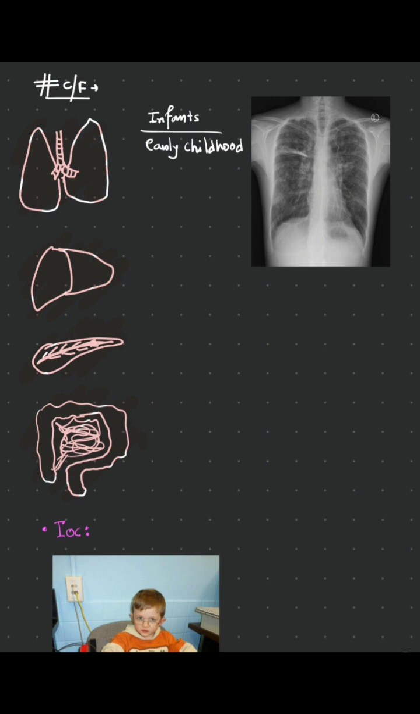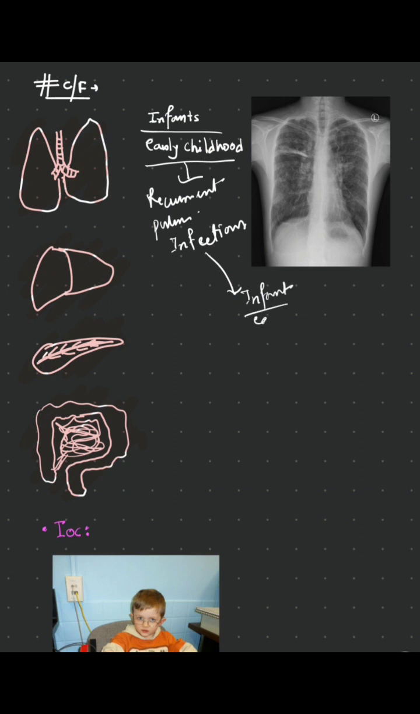In infancy or early childhood, the patient will come to you with a recurrent history of infections, recurrent pulmonary infections. If you look at the causative organisms of these infections, in infants or early childhood the organism is most commonly Staphylococcus aureus, whereas in adults the most common cause of this recurrent infection will be Pseudomonas.